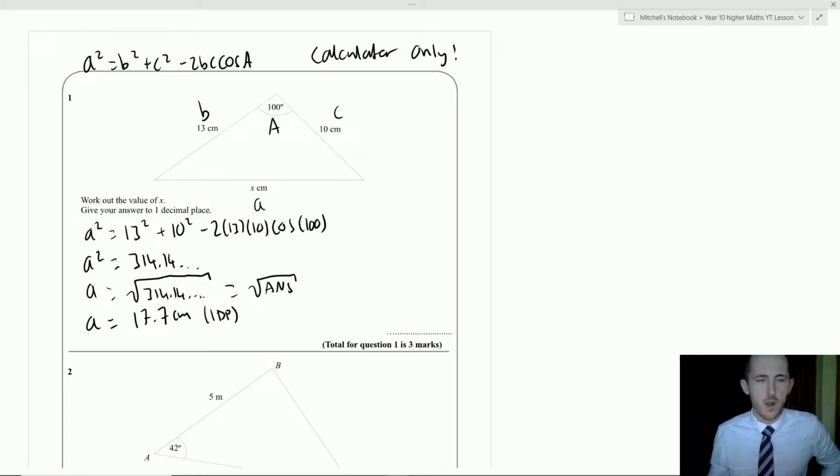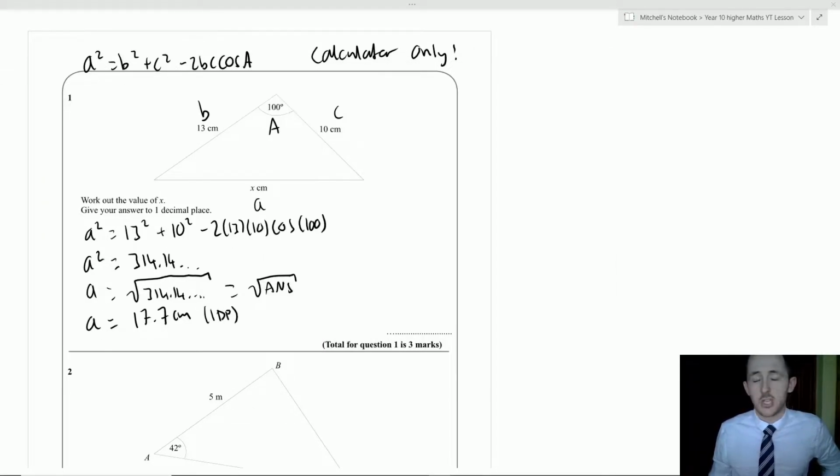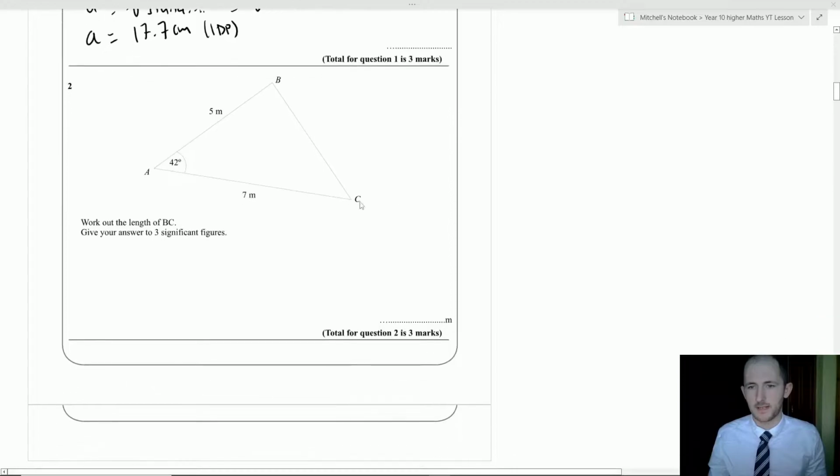Okay. Now, just to prove the point, this ANS is now equal to 17.724235556. So if I press equals again, it square roots that. And I press equals again, it square roots that. Square root, square root, square root, and so on. So it's a useful thing to have for iteration as well, which tends to come up towards the end of paper 3 normally and paper 2. But anyway, that's another topic for another time. So let's get on to question 2 and see if we can have a look.